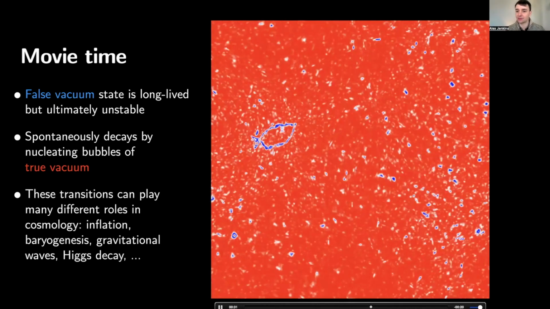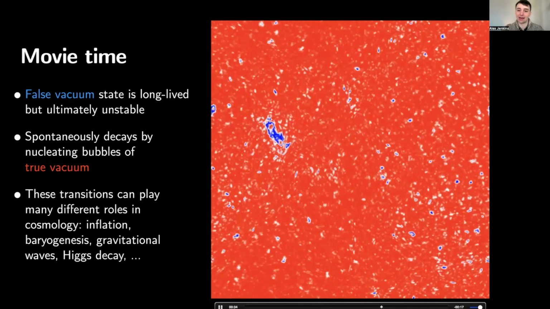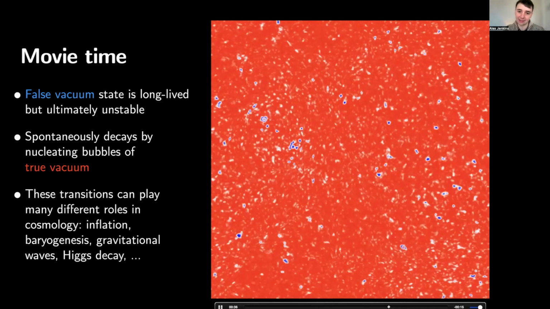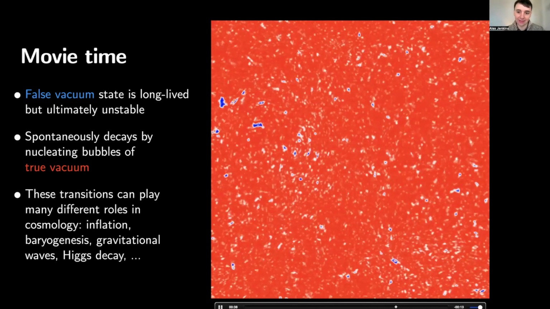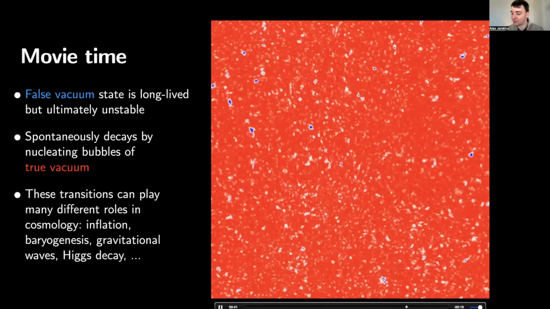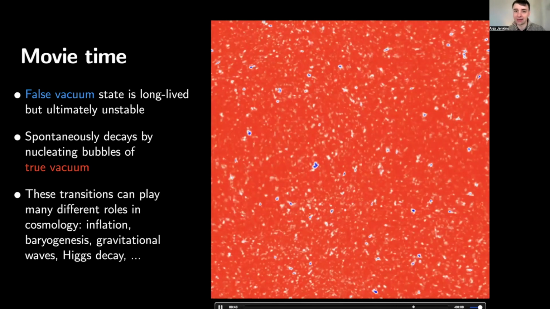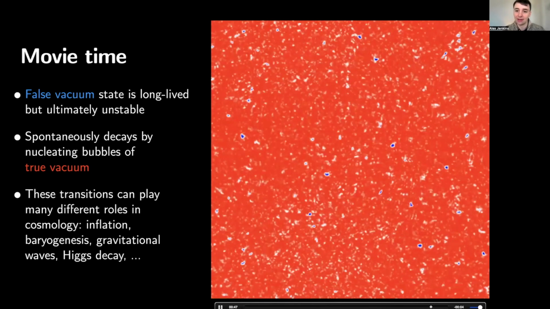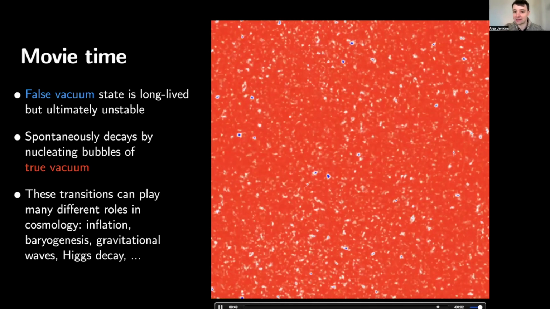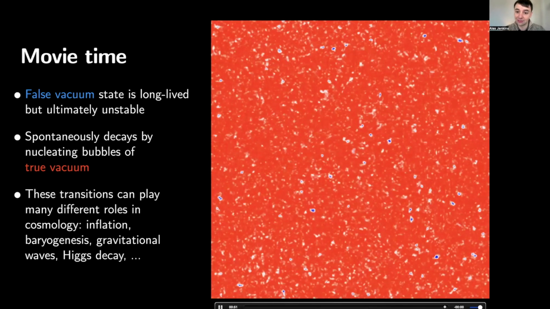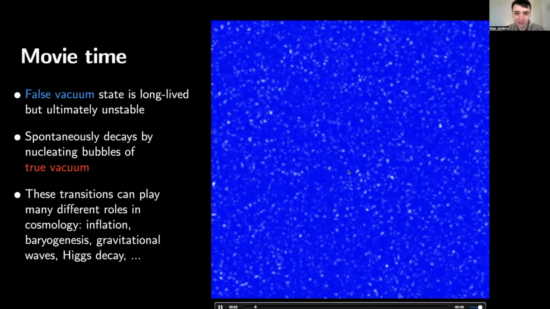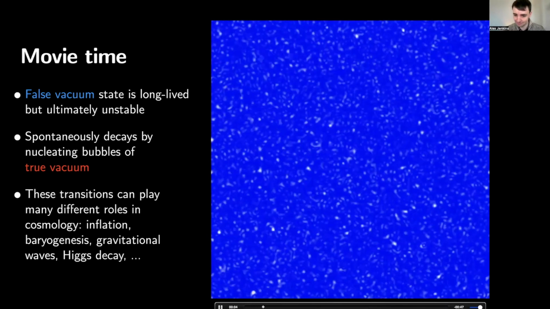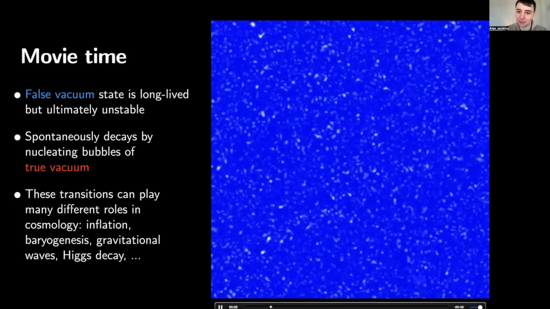And these kinds of transitions, the kind of thing I've just shown you, can happen in all kinds of different settings in cosmology. I want to emphasize this is a really generic physical process that can play a role in inflation, baryogenesis, gravitational wave production, or even in the later universe, potentially the Higgs field could decay in this way as well. So there's lots of cosmological motivation for trying to understand this process in detail.